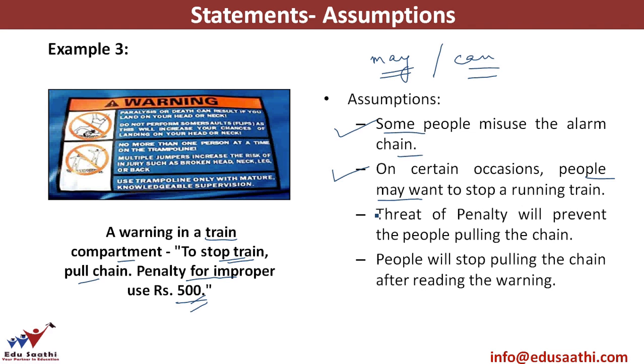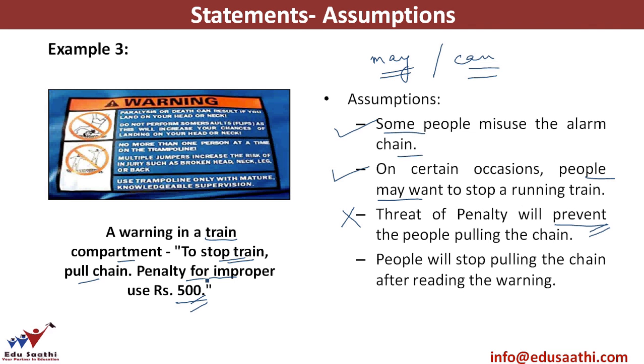Next assumption is: threat of penalty will prevent the people from pulling the chain. Yes. Will it help? A threat of penalty. Now, read the words very carefully. If there is a threat of penalty, it will certainly reduce the number of people pulling the chain. What you need to say is, will it prevent this event completely? Because of this word prevent, it's a wrong one.